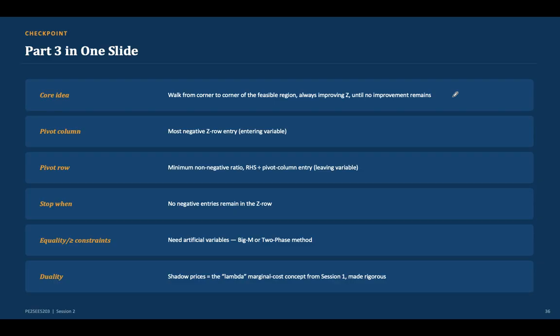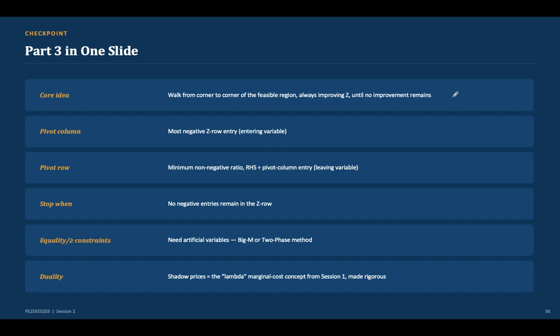So now the entire part 3 we can put into one slide. Let us summarize the simplex section before we move into the power system applications. The central idea is that simplex moves from one corner of the feasible region to another, improving the objective until no further improvement is possible. For our maximum tabular convention, the most negative entry in the Z-row identifies the entering variable. The minimum positive ratio of right-hand side to pivot column coefficient identifies the leaving variable. The pivot operation changes the basis and produces a new basic feasible solution. We stop when no negative entries remain in the Z-row. That is what we want, right?